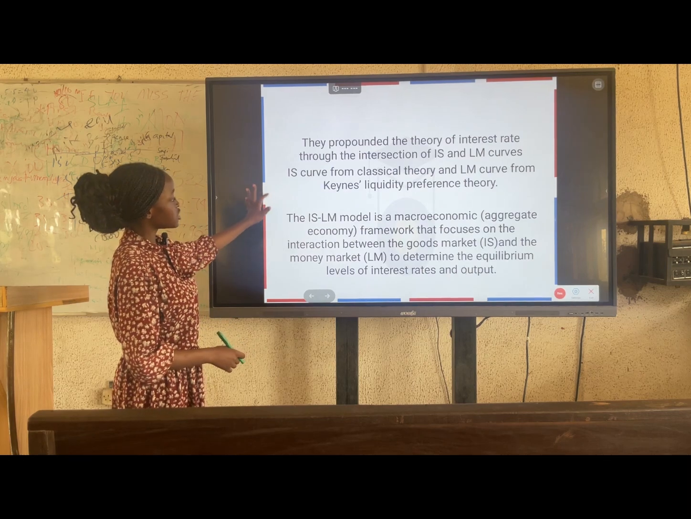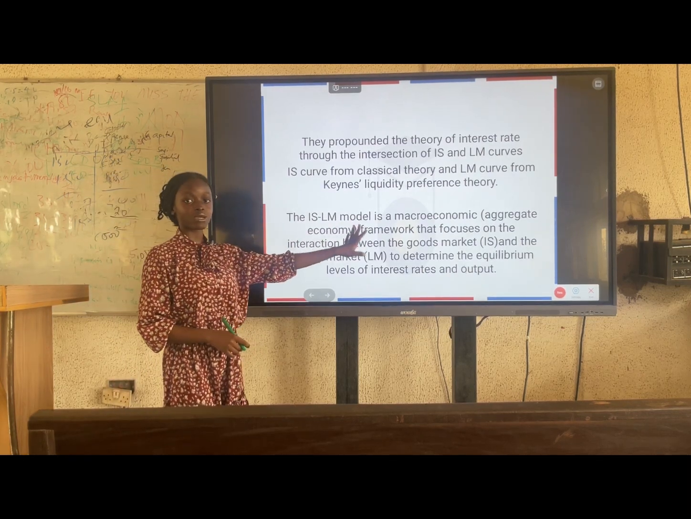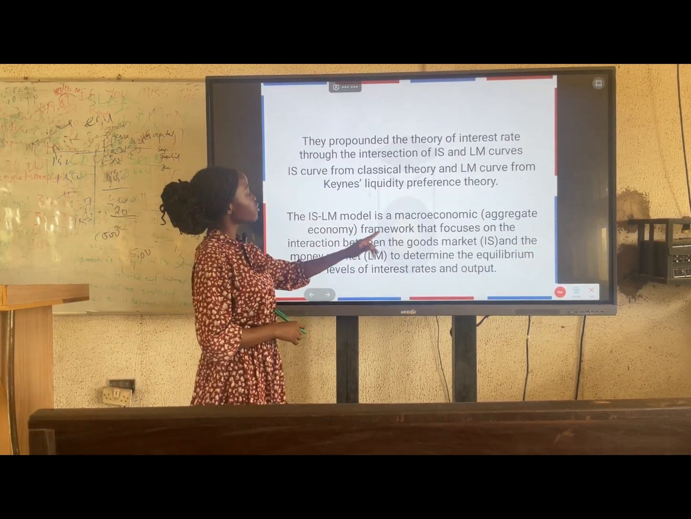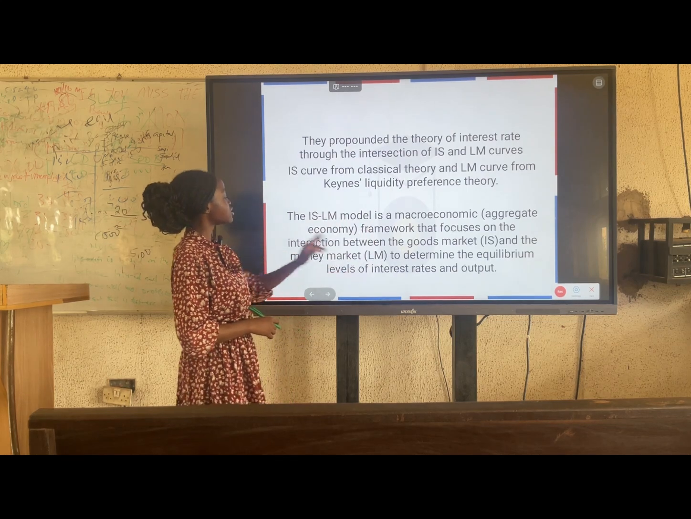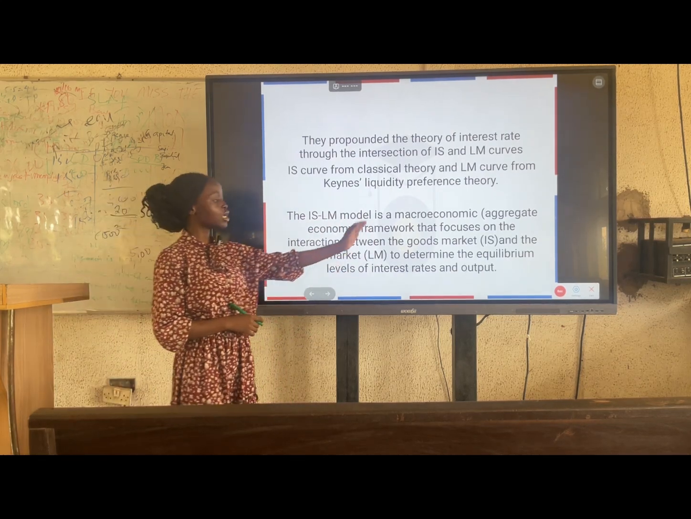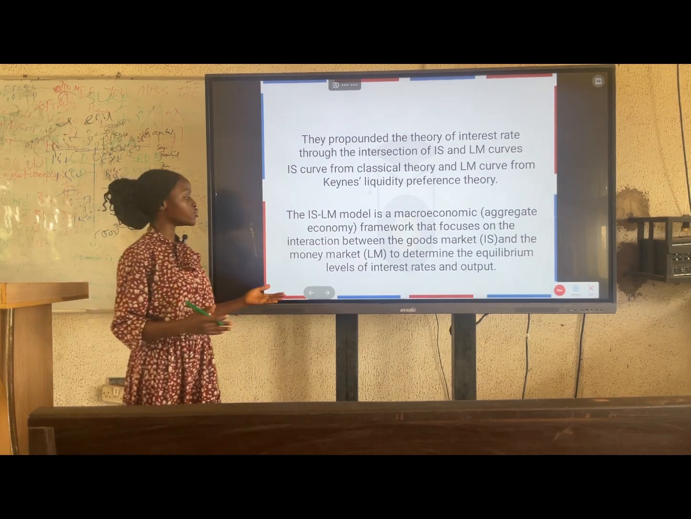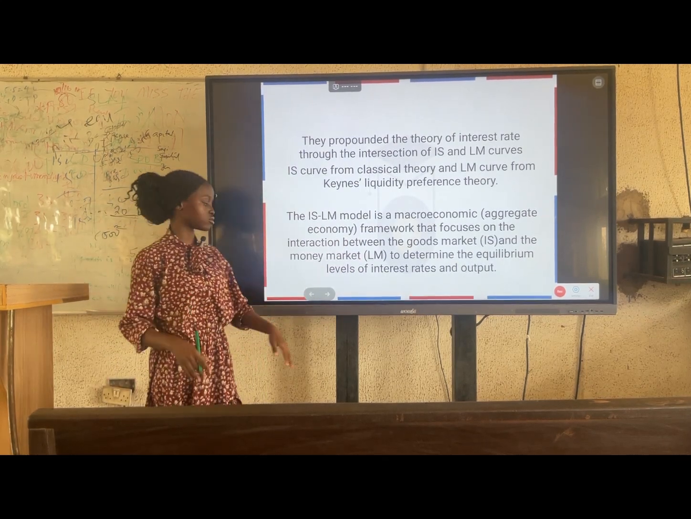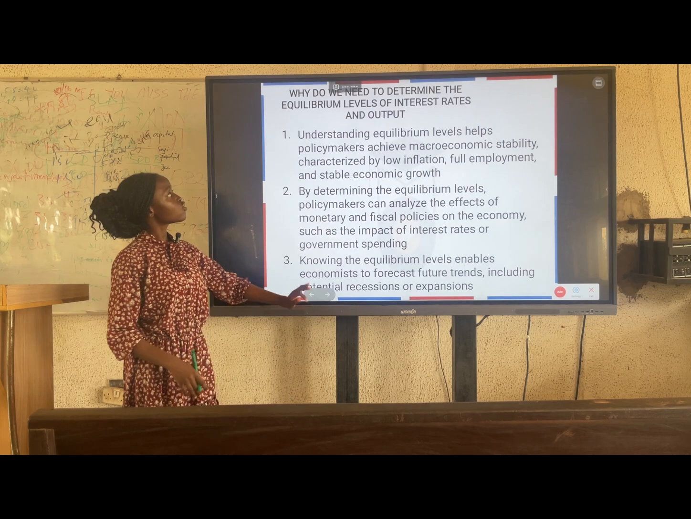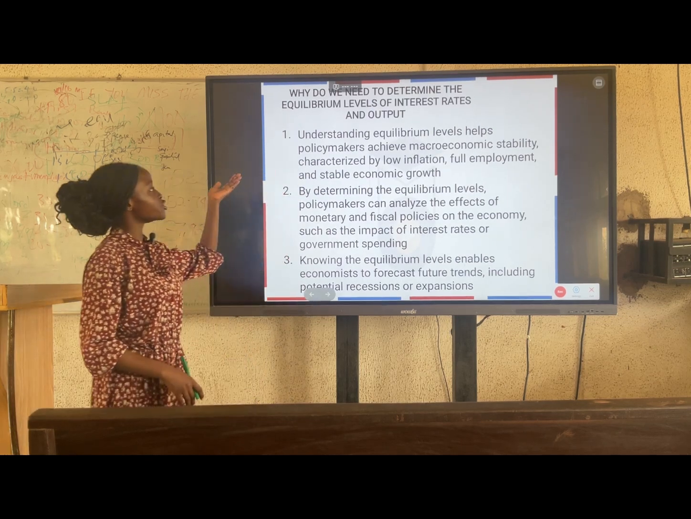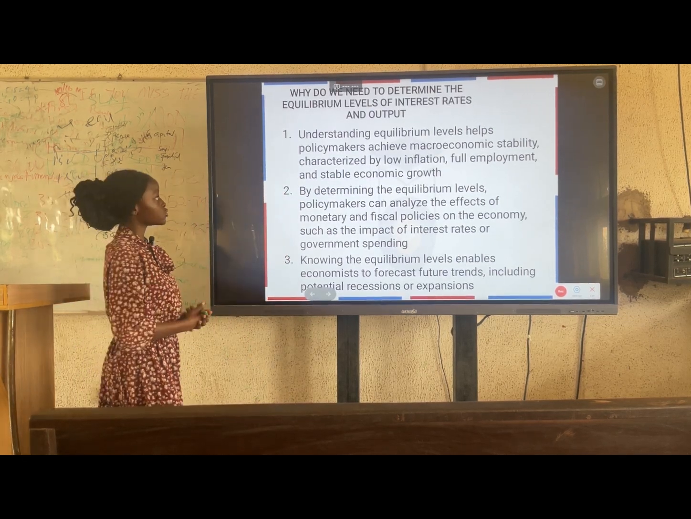So I've explained this. Then we're going to be moving on to the ISLM model itself. It is a macroeconomic framework that focuses on the interaction between the goods market, which is the IS, and the money market, which is the LM, to determine the equilibrium levels of interest rates and output. So why do we need to determine these equilibrium levels of interest rates and output?